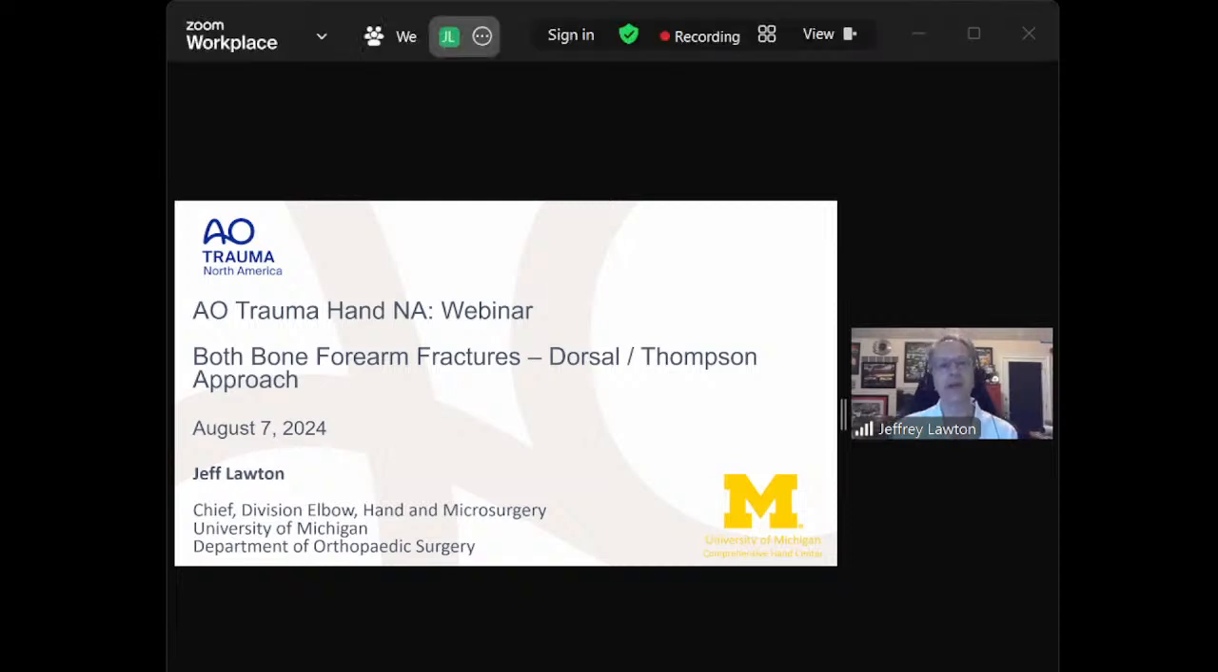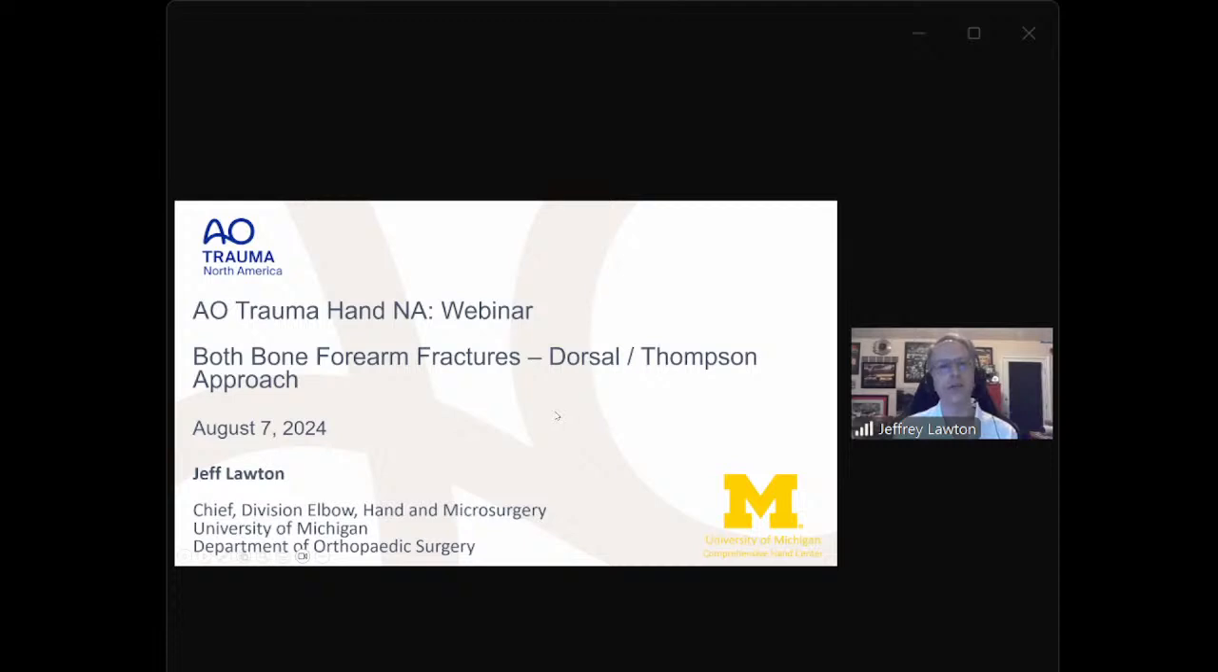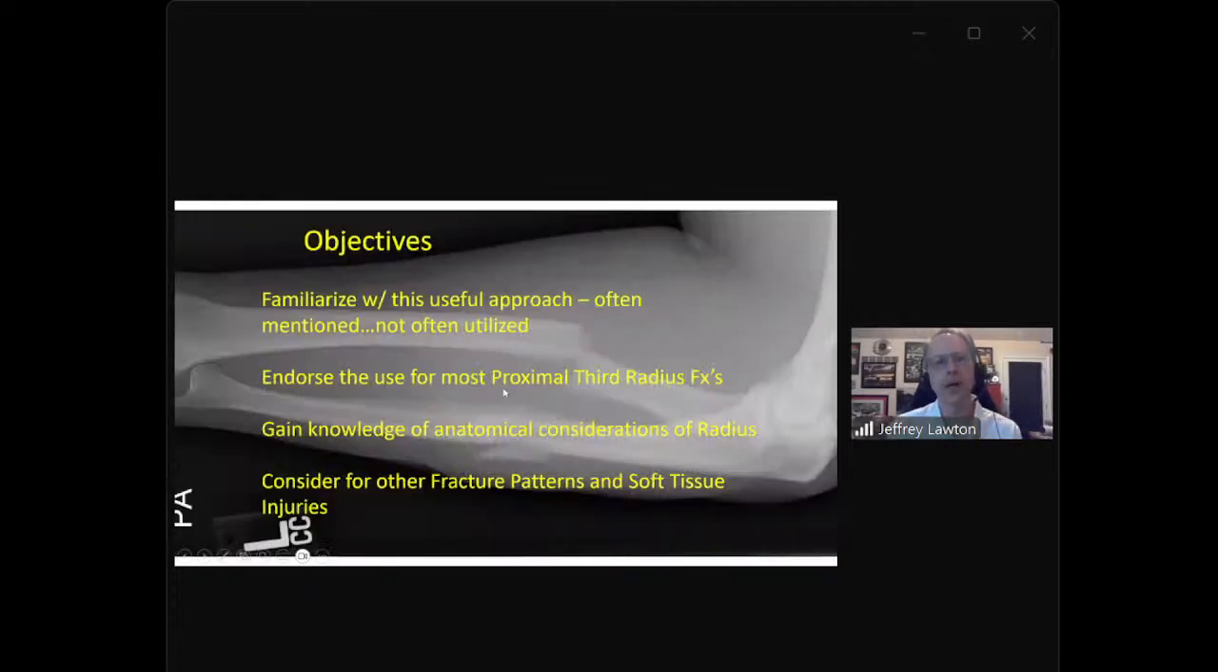So now we're going to talk about the often discussed but rarely employed dorsal or Thompson approach. So my objectives are to familiarize you with this approach, endorse it in the use of proximal third radius fractures, gain some knowledge of the anatomical considerations of this, and it ties in a little bit with Jaimo's talk with proximal radius fixation, and then show you some examples and consider it for other fracture patterns and soft tissue injuries.